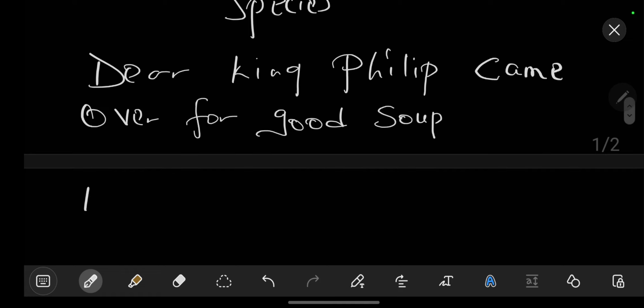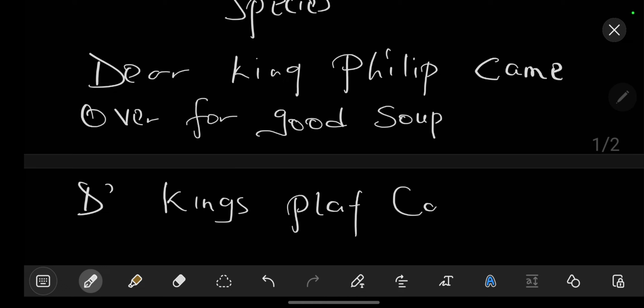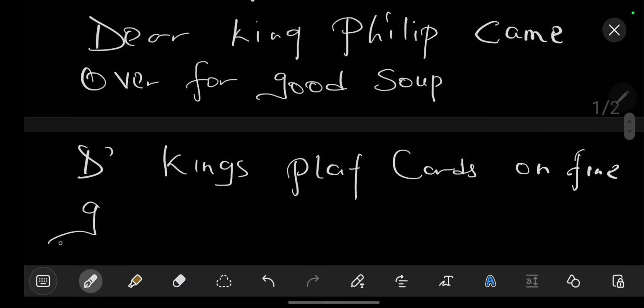My mnemonic number 2 is The King's play cards on fine green sand. The King's play cards on fine green sand.